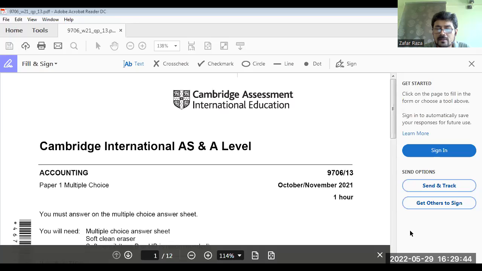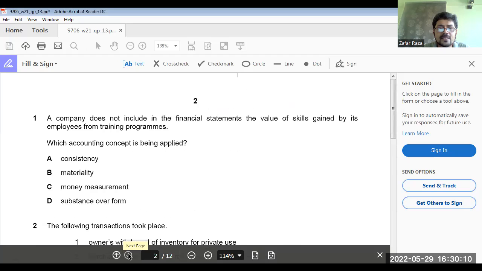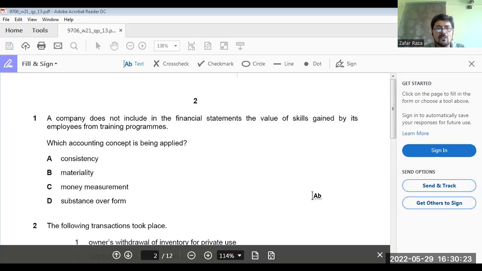Bismillahirrahmanirrahim. October, November 2021, paper 13. So I'm trying to solve AS MCQs papers as much as possible because the exams in Pakistan, the AS MCQs paper is on 10 June. Okay. Now, this is question number 1.